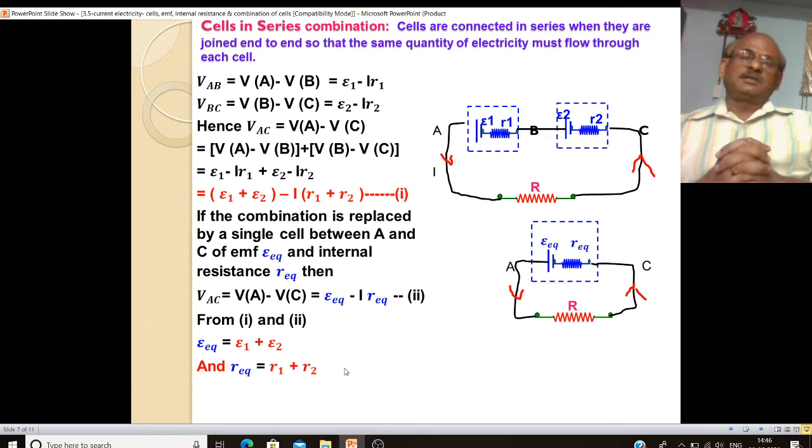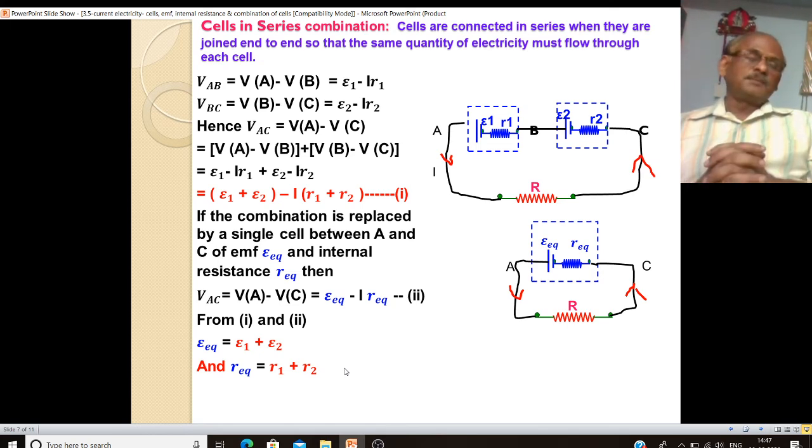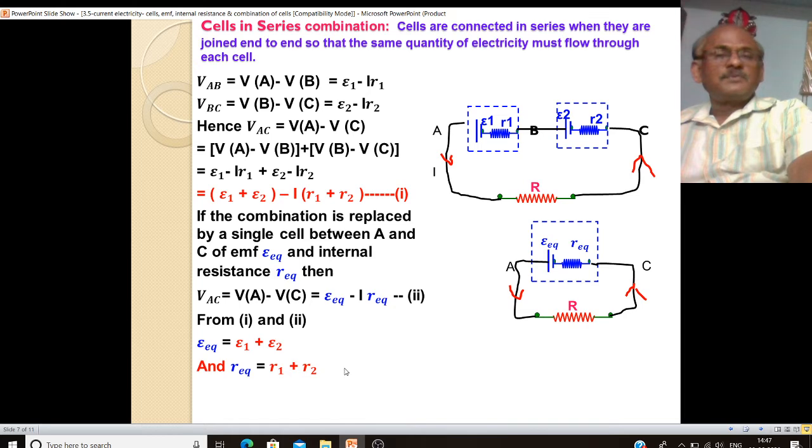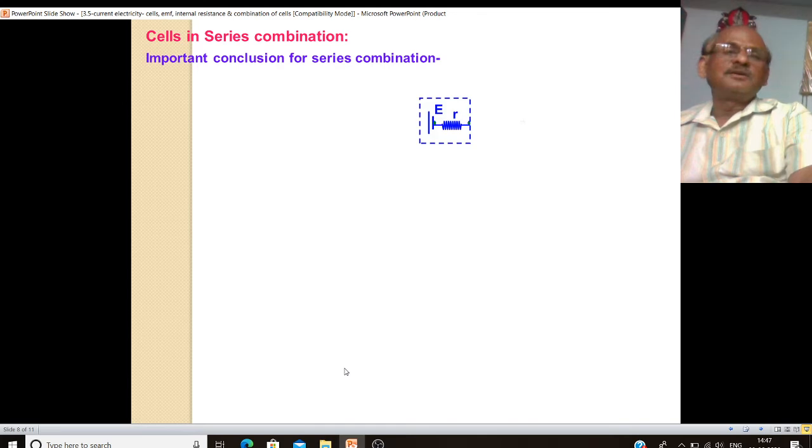If there are n cells, then E equivalent equal to E1 plus E2 plus so on up to En, and if all EMFs are identical, then that will be nE. And the R equivalent will be R1 plus R2 plus so on up to Rn. And if the internal resistance of all identical cells is the same, then R equivalent equal to n into small r. So certain more conclusions we can draw from here.